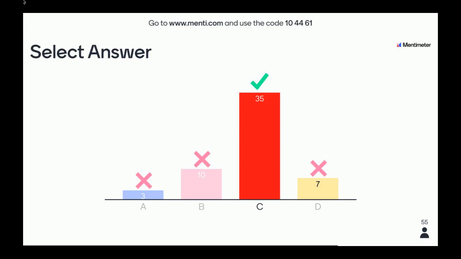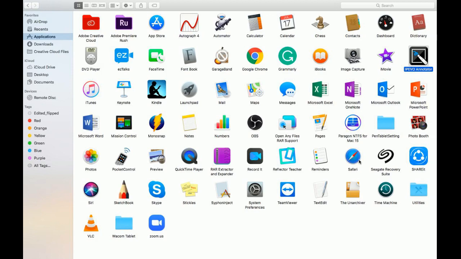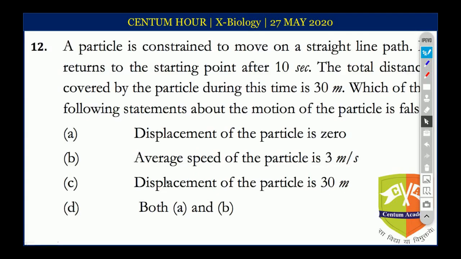Good. Congratulations. Displacement was the hint here. Two statements about the same thing, one has to be wrong here. Yes or no? Now if you read it, a particle is constrained to move on a straight line path and returns to the starting point, so displacement is zero. This is correct, which implies that the other will be wrong. C. Yes or no? No explanation required. Okay, very good.